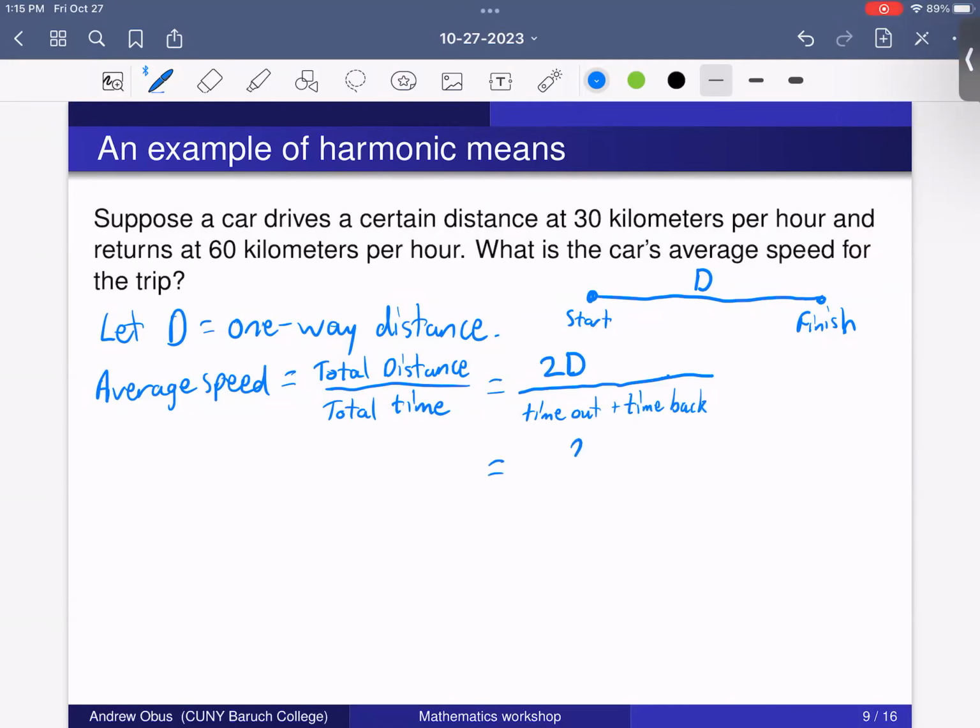And that's equal to 2d divided by, well, what is the time on the way out? It travels a distance of d, and it's traveling at 30 kilometers an hour. So the amount of time it takes to drive d kilometers at 30 kilometers per hour is going to be d over 30. And the amount of time it takes to drive back, the same distance of d kilometers, but now at 60 kilometers per hour, is going to be d over 60. If I divide both the numerator and the denominator by d, this turns out to be exactly 2 divided by 1 over 30 plus 1 over 60.